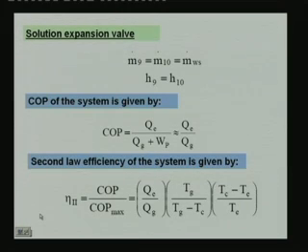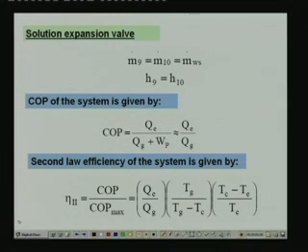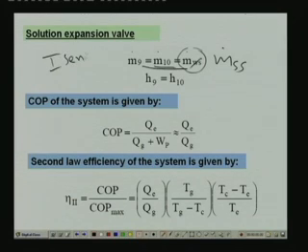Finally, you have to write the mass and energy balance for the solution expansion valve. Whatever mass is entering is leaving, and this is m dot strong solution. We are assuming that this is an isenthalpic process, so the enthalpy remains constant. There is no work transfer here, and kinetic energy changes are negligible.